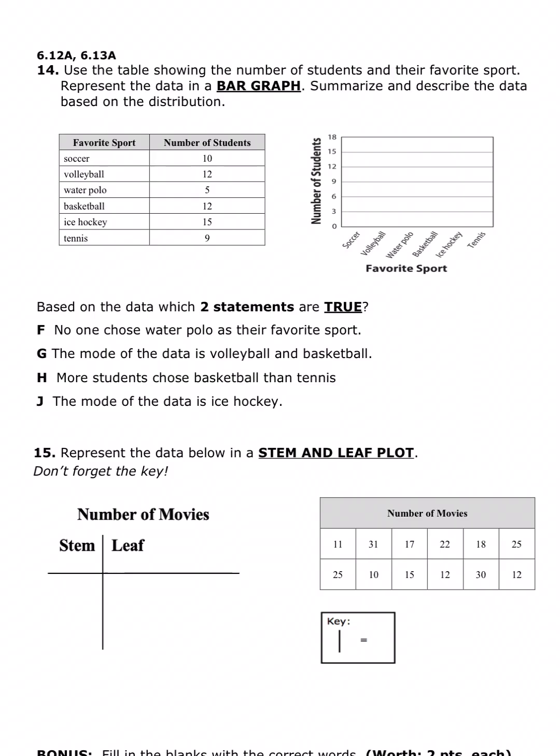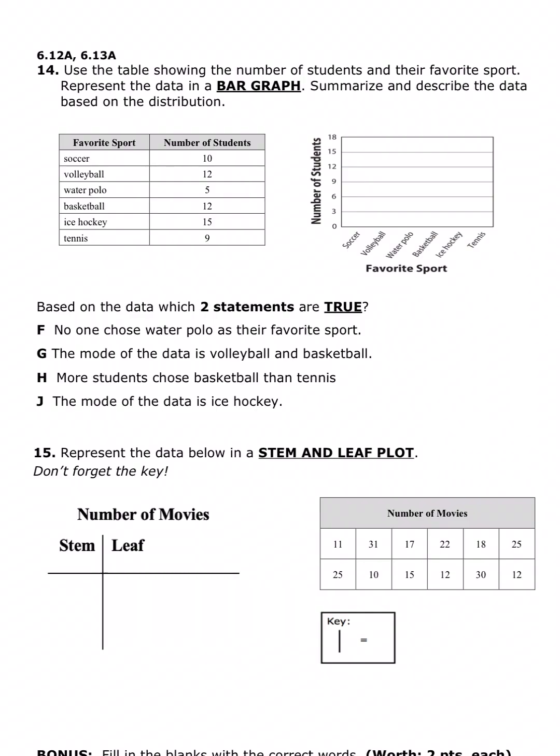Number 14. Use the table showing the number of students and their favorite sport. Represent the data in a bar graph. Summarize and describe the data based on the distribution. Favorite sport: soccer, volleyball, water polo, basketball, ice hockey, tennis.